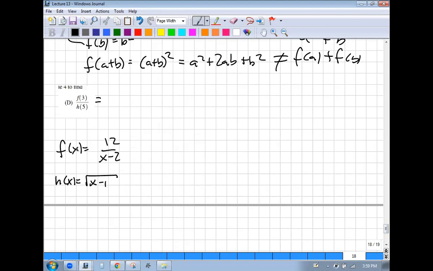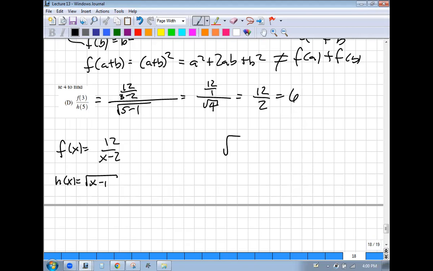Well, what is f of 3? F says put 12 over your input minus 2. What's h of 5? H says take the square root of your input minus 1. All right? And from there, you just do your math. You have 12 over 1 over the square root of 4. 12 over 1 is 12. Square root of 4 is 2. So this is just 6.